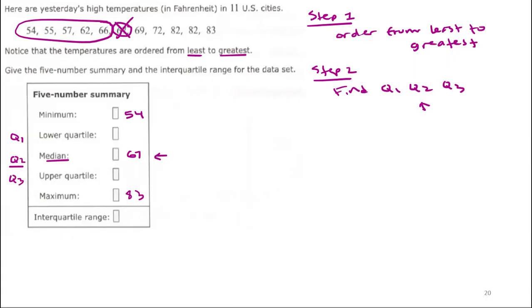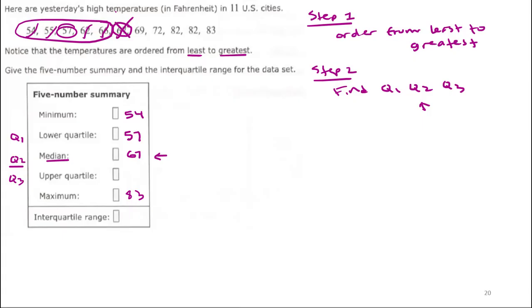In this case, I do the same thing. I find Q1. That's just going to be, again, the middle number here, or the median. So again, we cross these guys off on each side, and then we find the median here, or in this case, the lower quartile, or Q1. So that's going to be 57.